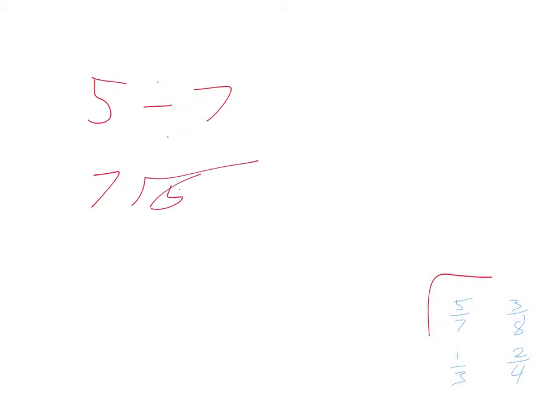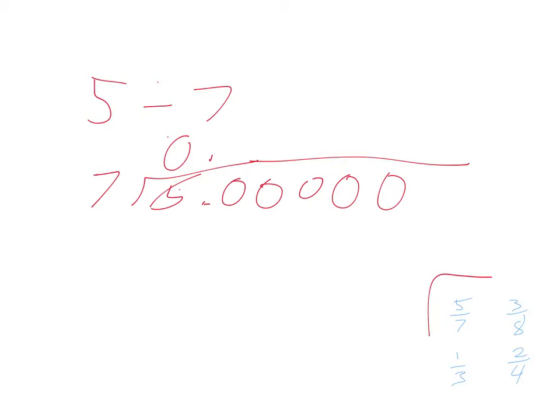But we know that 5 can't be split into 7. So what you can do is add a decimal, and you can put all these zeros at the end of the 5 that essentially don't change the value at all. It's still 5.000, whatever. It's still 5. 7 goes into 5, it's 0 times. We can bring the decimal straight up. 7 goes into, now what we're looking at is about 50. So it'll go in 7 times.